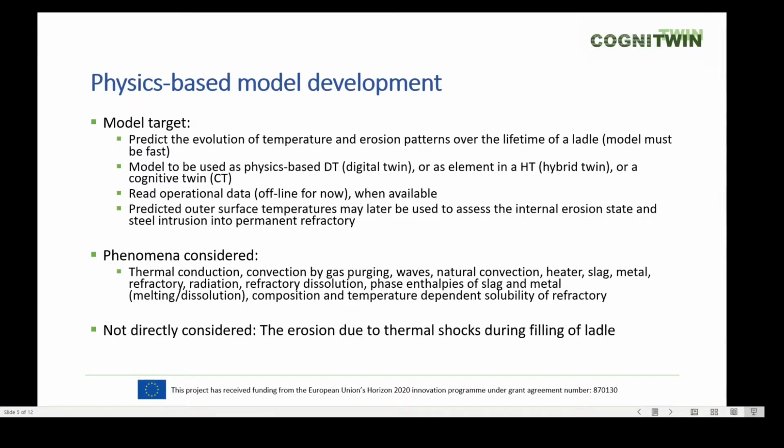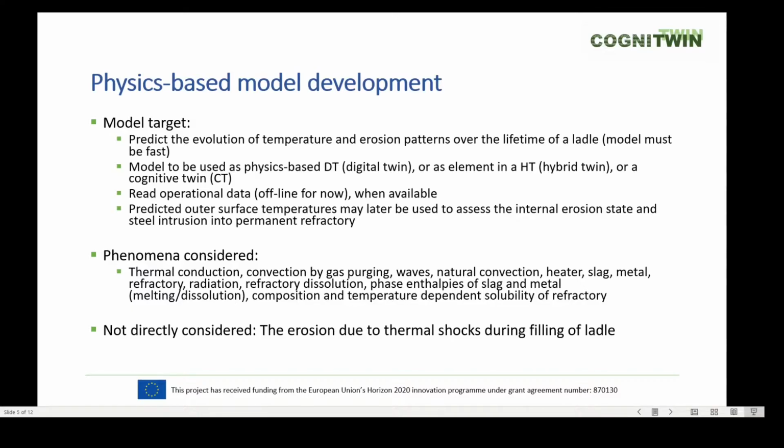The model should read operational data, which are offline for now, when those are available. And the model should deliver outer surface temperatures that could be used later to interpret images from thermal cameras to assess the internal erosion state, and in some cases the possibility that there has been steel intrusion into the permanent refractory, which will cause hotspots at the lower parts of the refractory or outer steel shell.